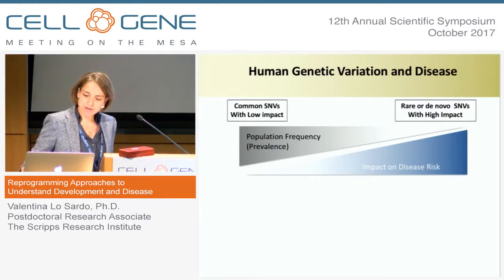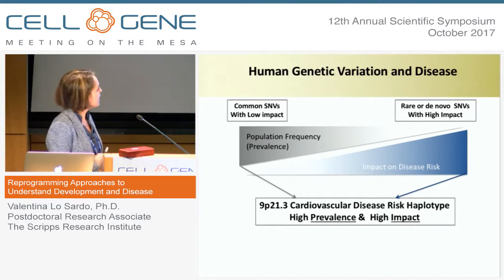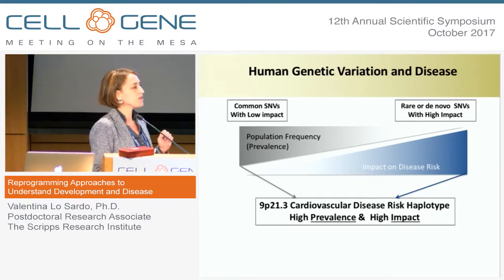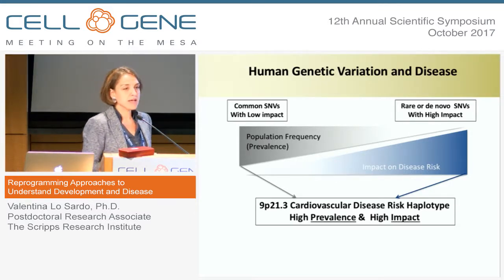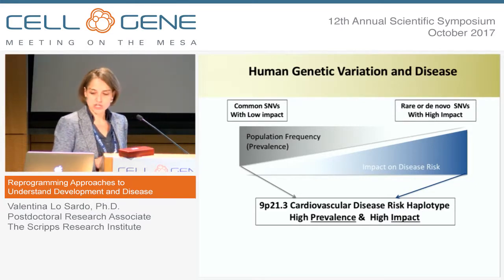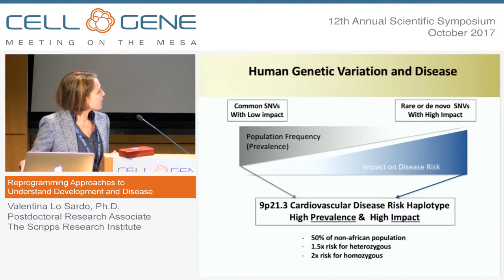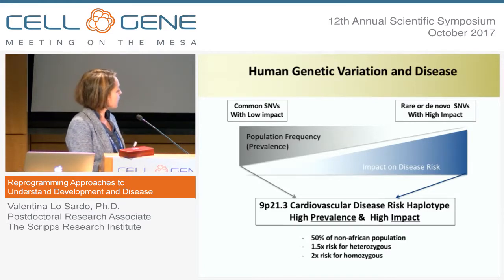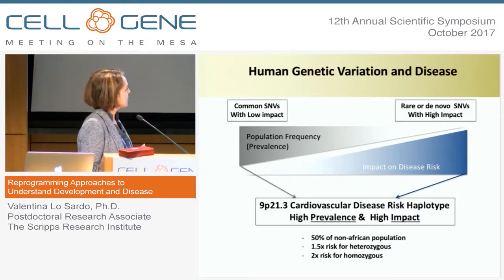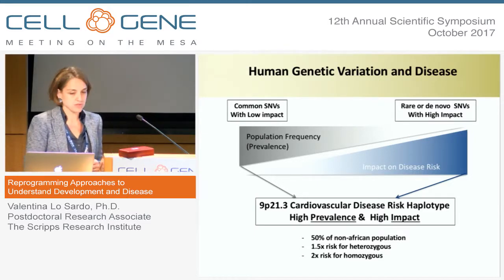So, I think we found it in the 9p21.3 cardiovascular disease risk haplotype. It's a very interesting part of the genome. It has high prevalence and high impact. It is human-specific and present in 50% of the non-African population, so this is a very high prevalence. And as for high impact, it can double the risk of getting cardiovascular disease in homozygous risk.